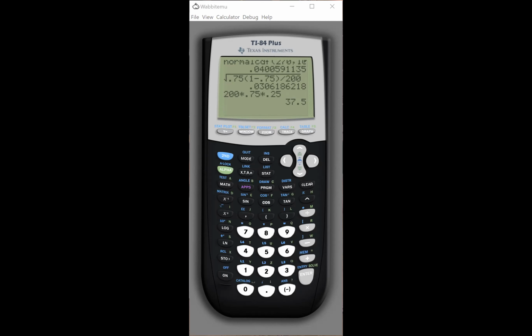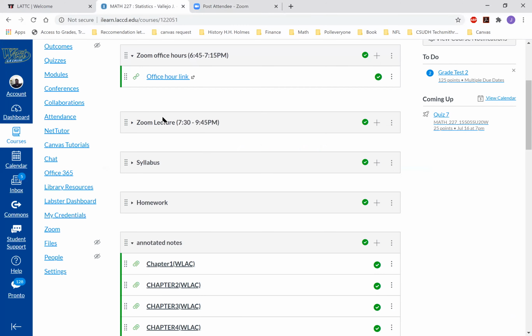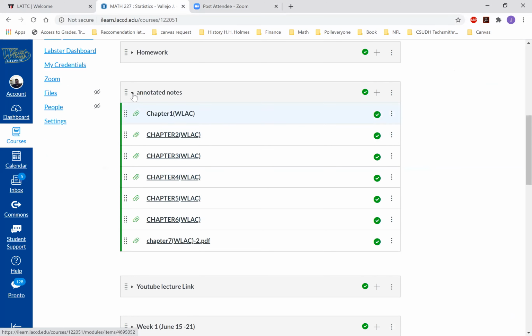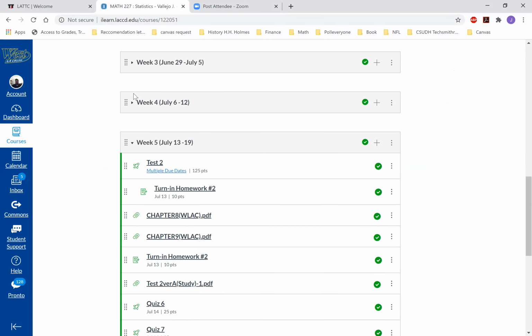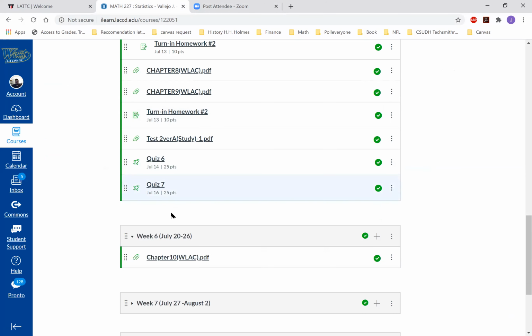Please remember that for tomorrow you are going to have a quiz. Let me show you where the quiz is located. It's essentially going to cover what we went over today. So if today was easy, the quiz for tomorrow should be easy. You want to go over here where it says week 5, and right here it's quiz number 7.